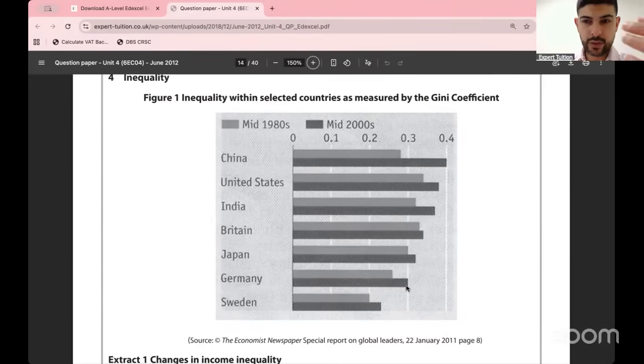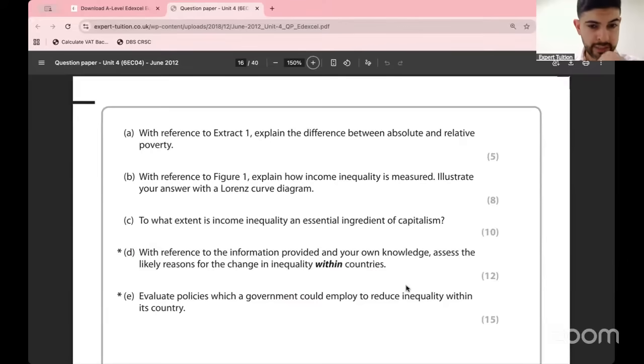Just really quickly then, a very common question they like to ask is causes of income inequality, yeah?